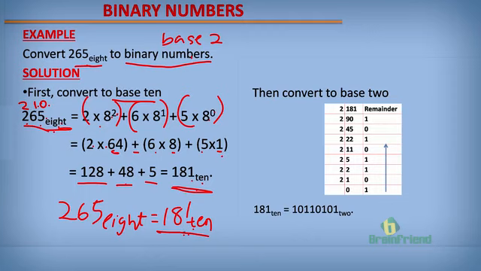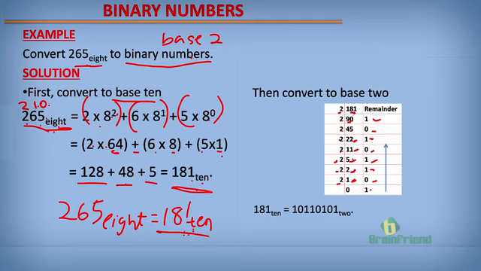So we simply convert 181 base 10 to base 2, and we do that by the method of division. So we have 181 divided by 2. This gives 90 remainder 1. 90 divided by 2 gives 45 remainder 0. 45 divided by 2 gives 22 remainder 1. 22 divided by 2 gives 11 remainder 0. 11 divided by 2 gives 5 remainder 1. And 5 divided by 2 gives 2 remainder 1. 2 divided by 2 gives 1 remainder 0.